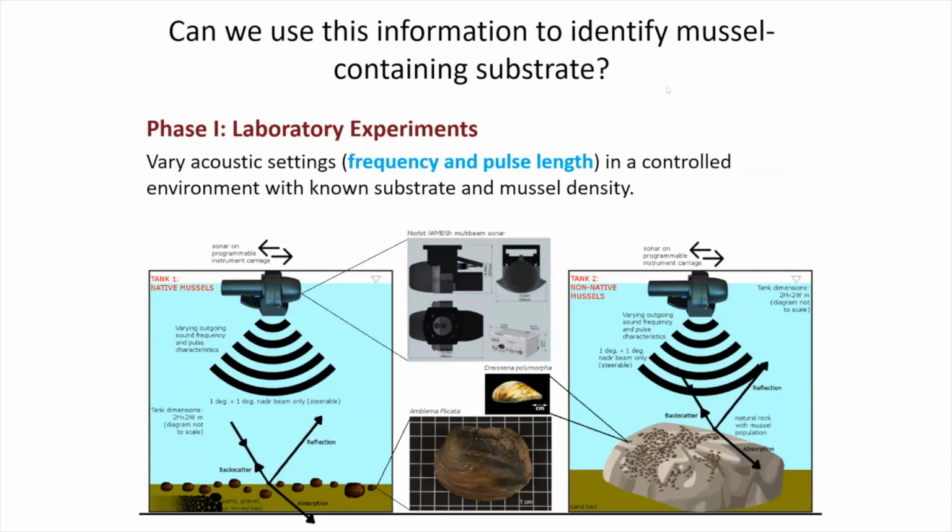And so the first phase of this project was laboratory experiments in a controlled environment where we varied the acoustic settings, basically the frequency and the pulse length of the sound wave that the sonar sent out. We did this in a controlled environment where we had a known substrate and known mussel density, in order to do a first round proof of concept: can we tell the difference in the acoustic backscatter signal between mussel-containing substrate and substrate that does not contain mussels?